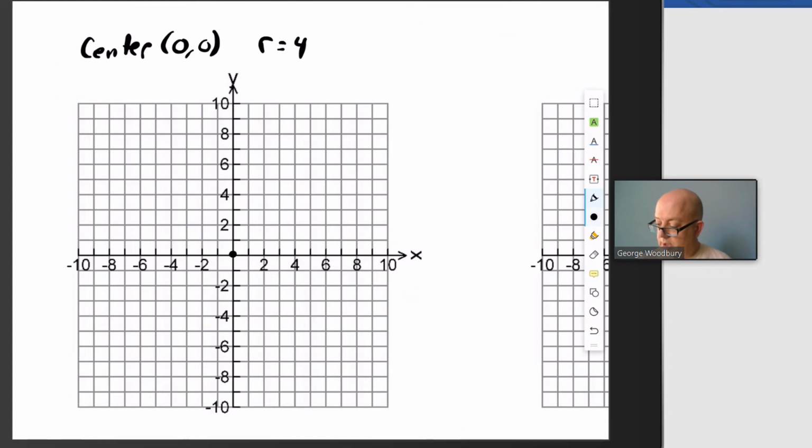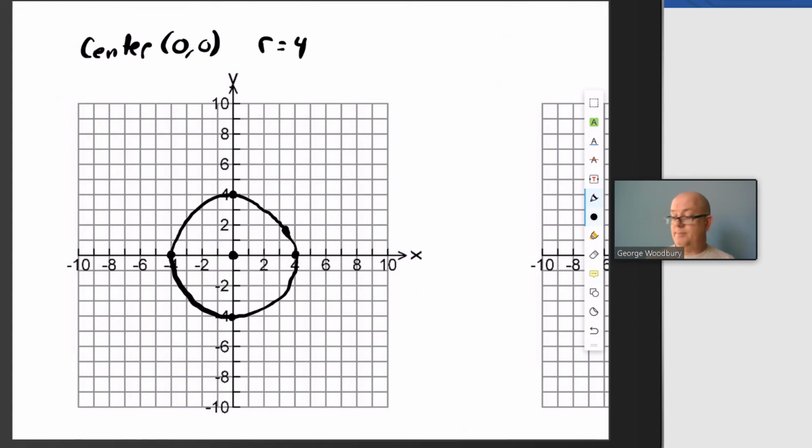Start by putting a point at the center. Then count 4 units to the right, above, to the left, and below. And those are 4 points that are on the circle because they're all 4 units away from the center. Then we draw our best circle through there. That was so-so. I'm sure yours is better.